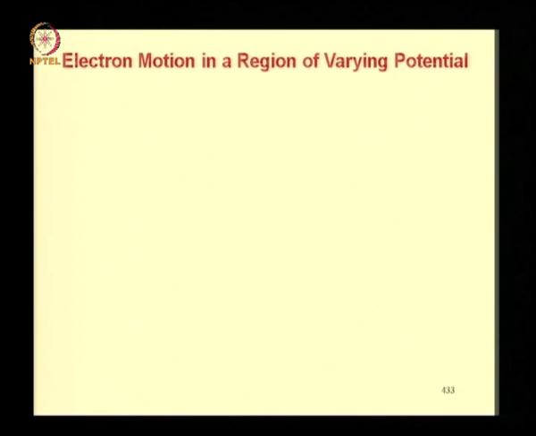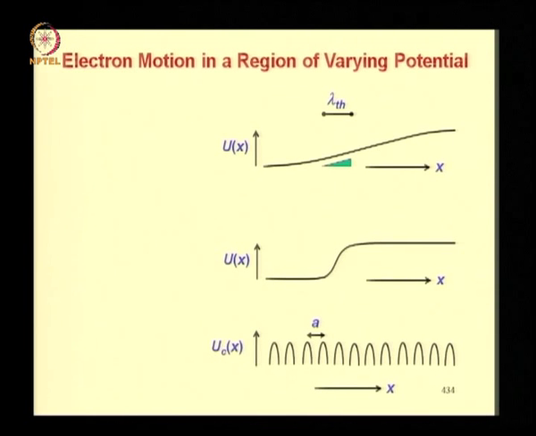Electron motion in a region of varying potential. So we said, by considering different variations of the potential, the following: if the potential varies slowly over a length scale of the de Broglie wavelength of the electron, the thermal average de Broglie wavelength, lambda thermal. So this is a slow variation. Then the motion of the electron is governed by Newton's second law.